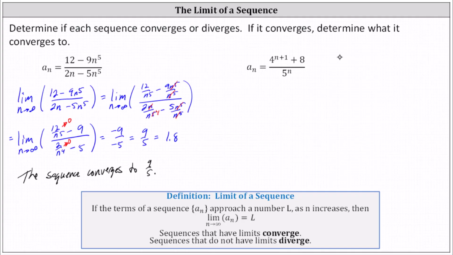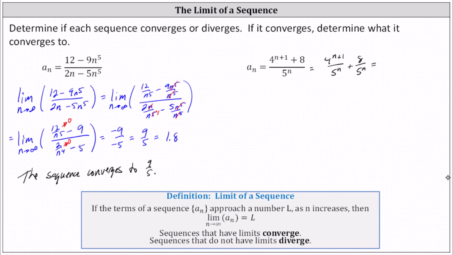And now let's take a look at the second example, which is a little bit trickier based upon the form of the formula for a sub n. Let's work on changing the form of this formula. Let's first write a sub n as 4 to the power of n plus 1 divided by 5 to the power of n plus 8 divided by 5 to the power of n.